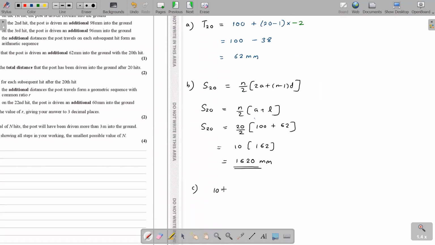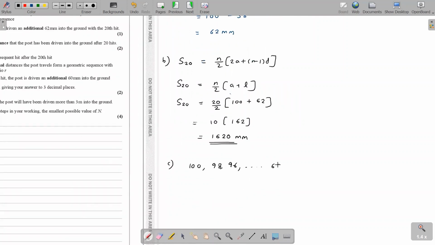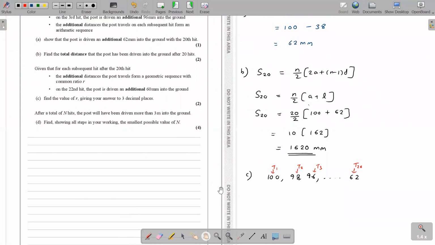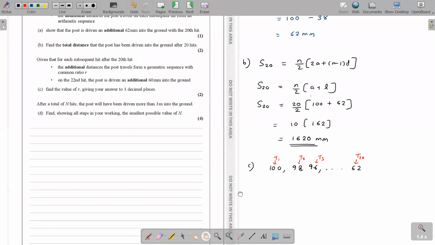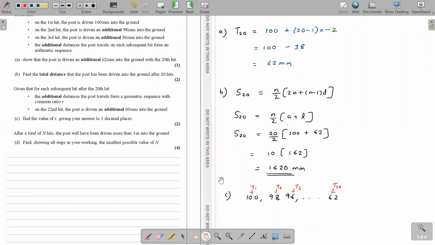So this was 100, 98, 96. It went on until the 20th hit. For the 20th hit, it went 62 millimeters in, right? So this is term 1, term 2. This is from the arithmetic. This is term 3, the term 20. Now, what happens after the 20th term? They say the additional distance the post travels forms a geometric sequence with common ratio R. Okay, so they are asking us to find the value of R correct to 3 dp.